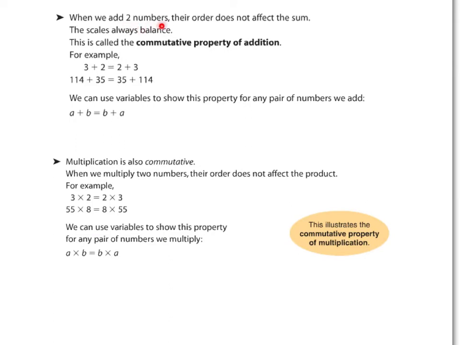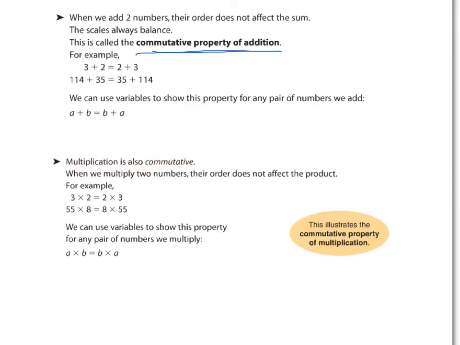When we add two numbers together and their order does not affect the sum, the scales will always balance. This is called the commutative property of addition. Now, we've talked about this already, the commutative property, meaning that the order in which these numbers appear does not make a difference. Now, that only works with addition and with multiplication.